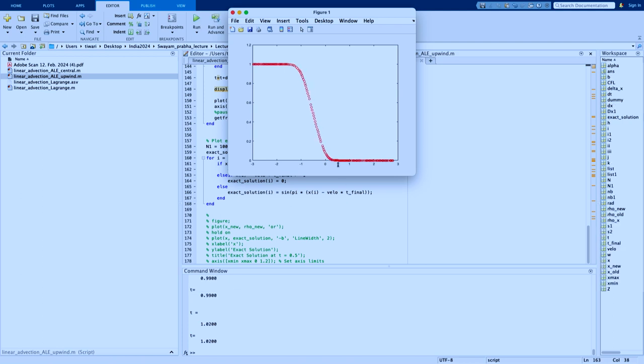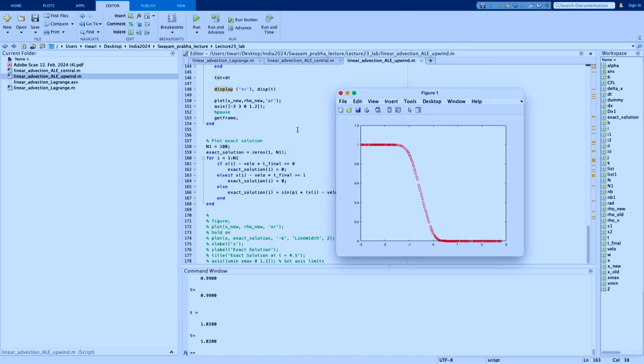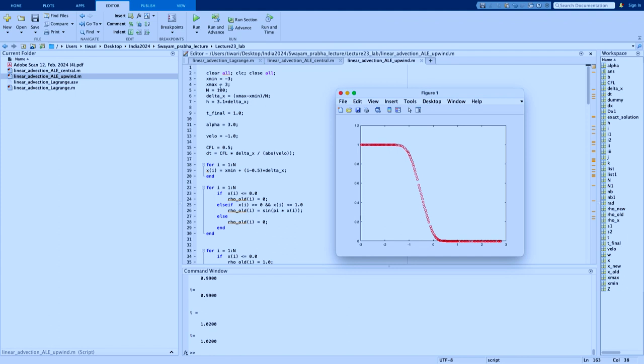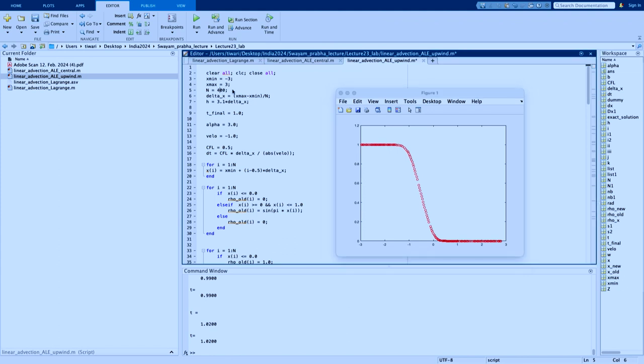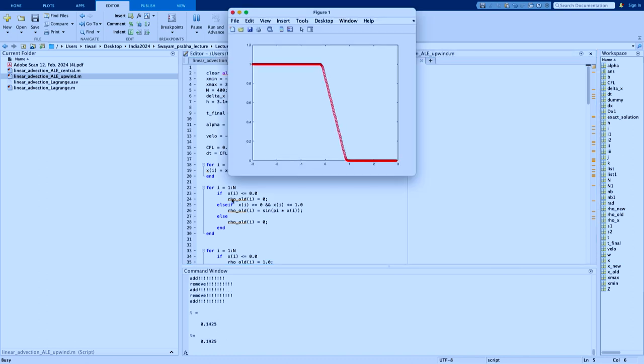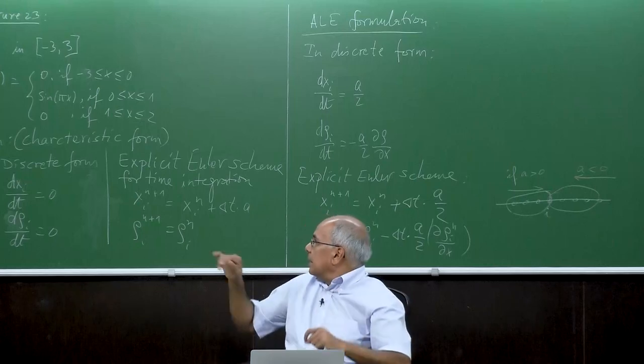You can improve this if you increase your resolution, maybe 400 points. So what we see is that we get better resolution. You see the corner is a little bit sharper than earlier. If you want an even sharper corner, you have to use more resolution, but you cannot get exactly sharp like in this case.